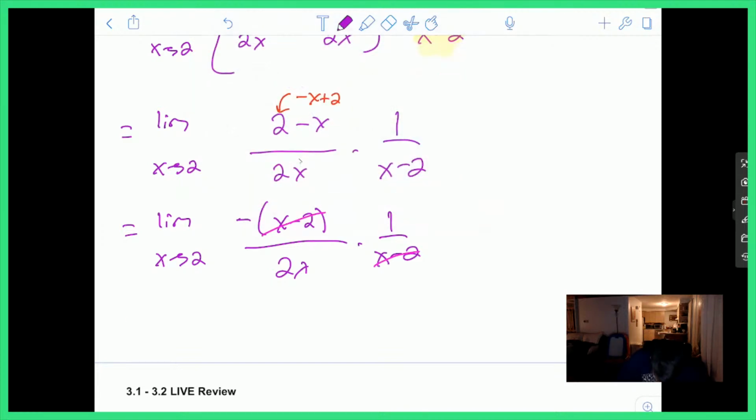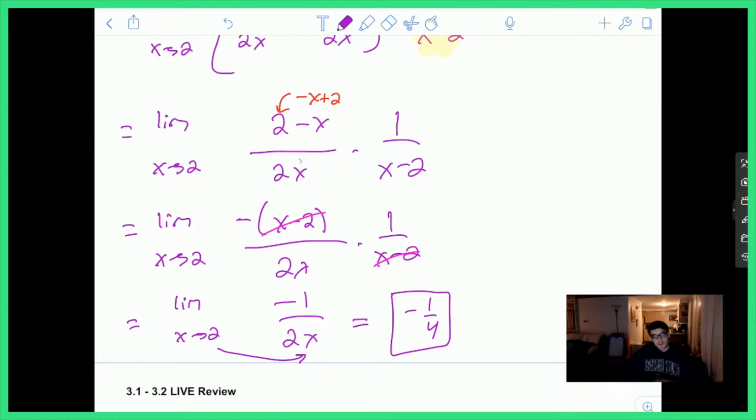So this is going to equal the limit as x goes to 2 of negative 1 over 2x, which I can now just do a direct substitution on to get negative 1 over 4.